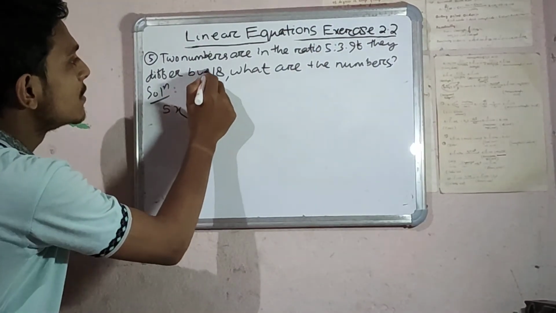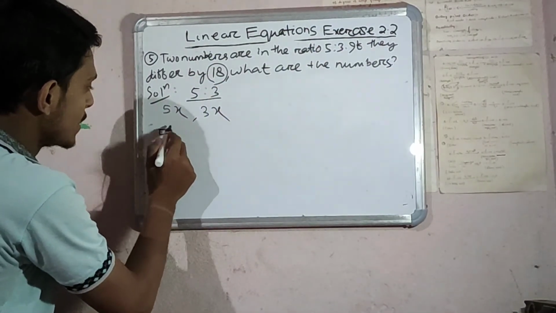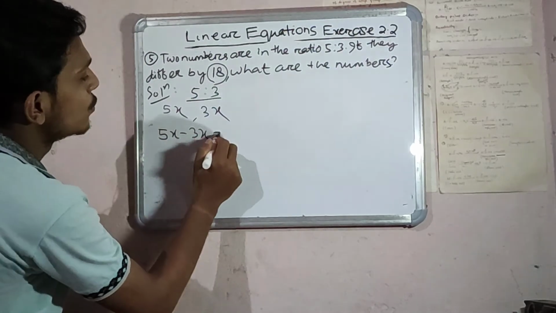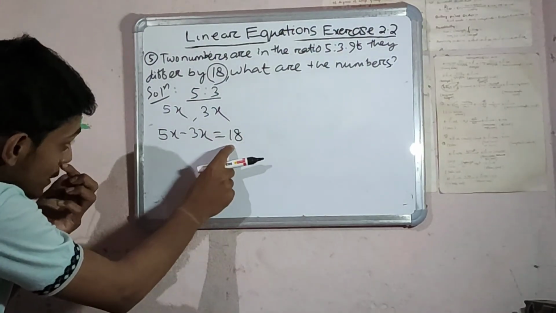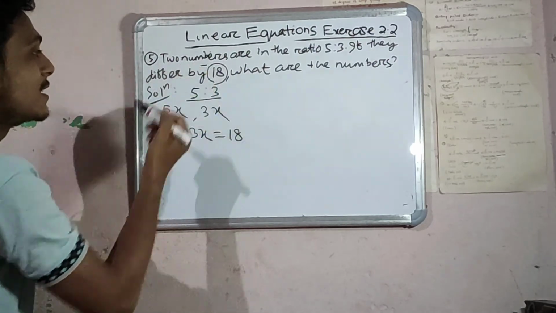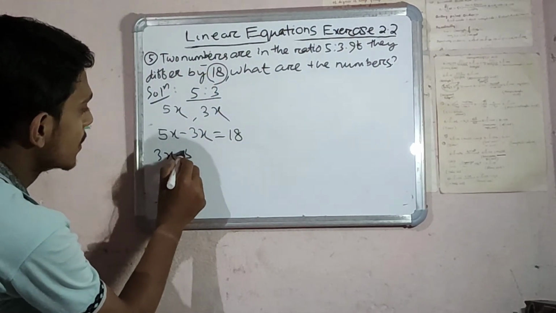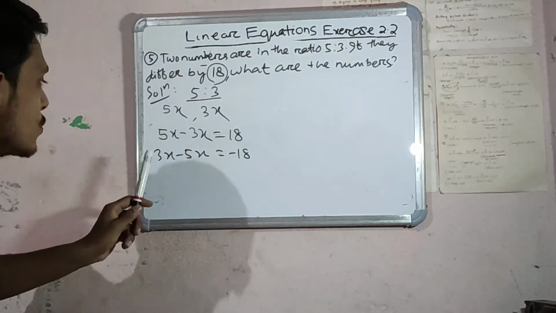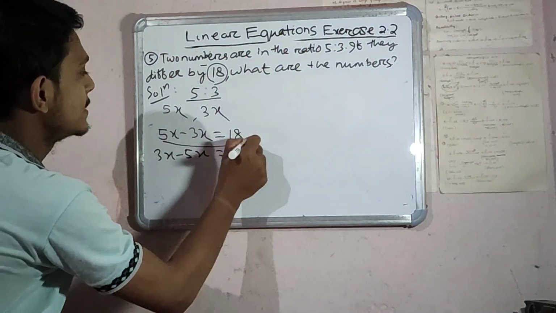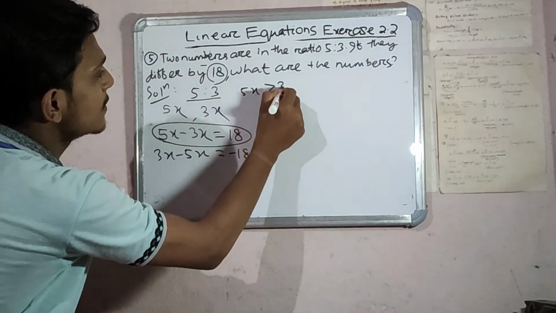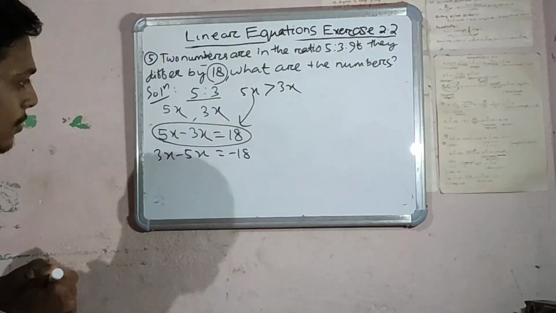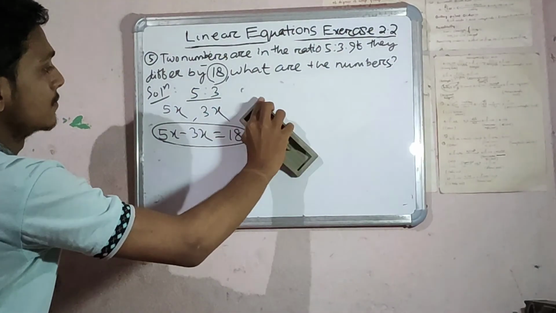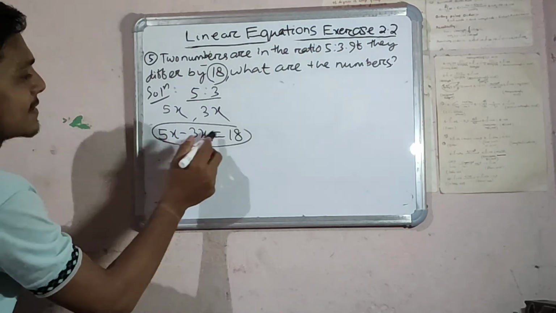But they differ by 18. The difference is positive. So the lower number must be subtracted from the higher number to give 18, because 18 is positive. If it is given that they differ by minus 18, then you can subtract in the other way. Since it is given they differ by 18, I can take 5x is greater than 3x. So 5x minus 3x equal to 18.